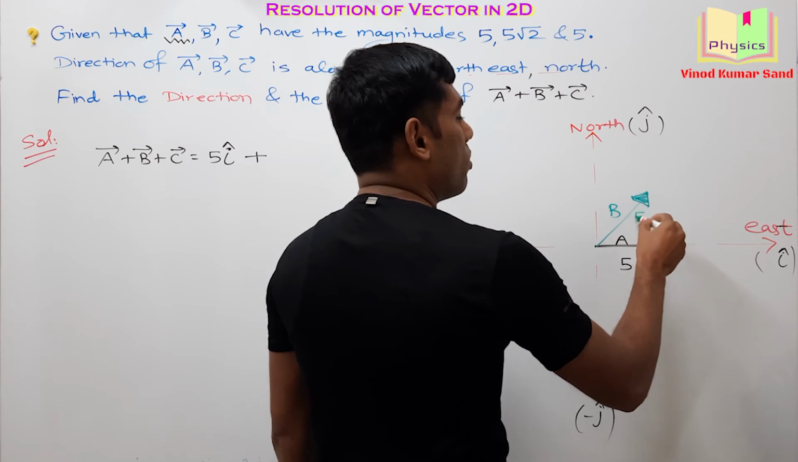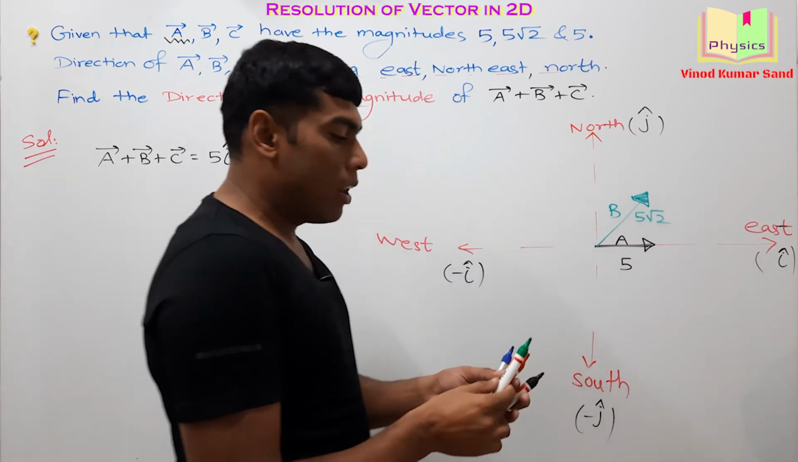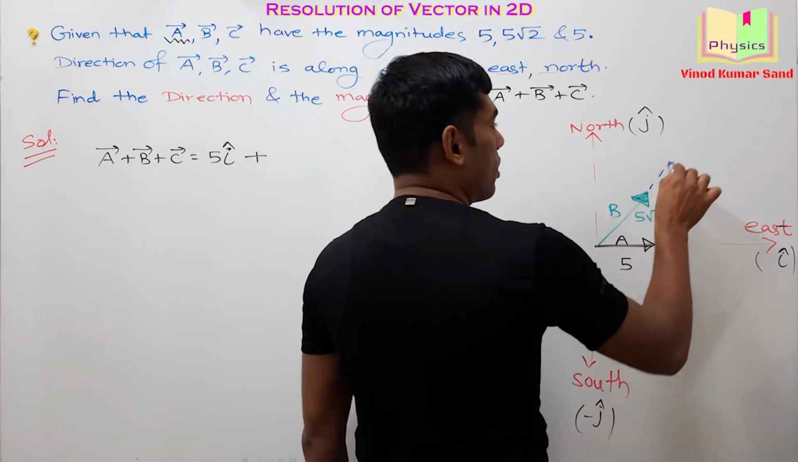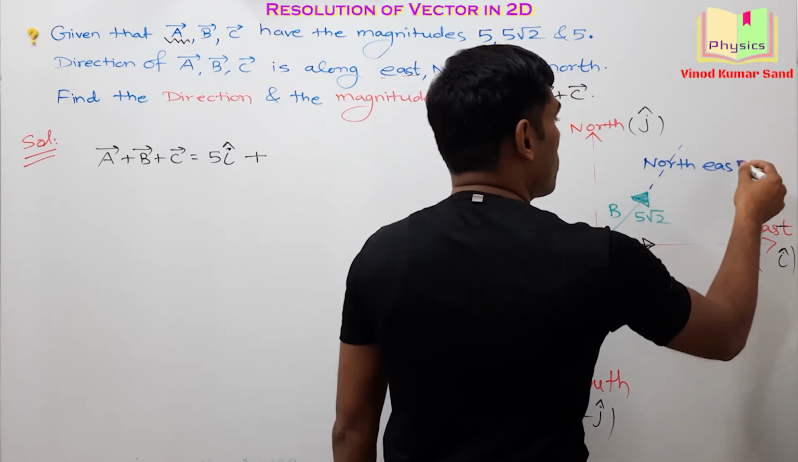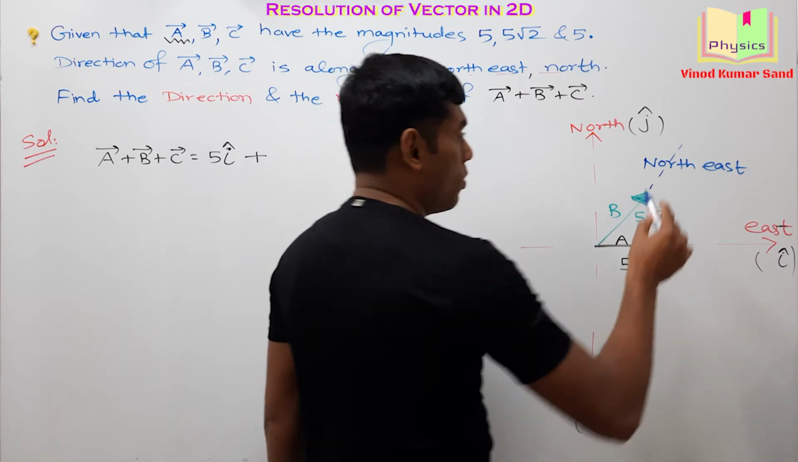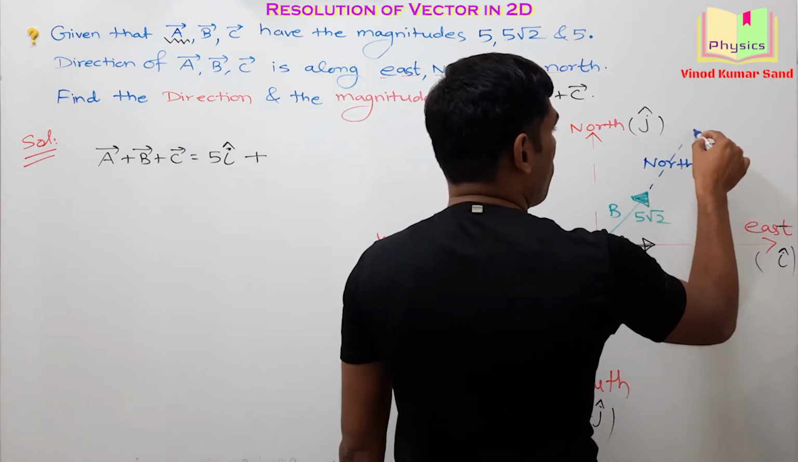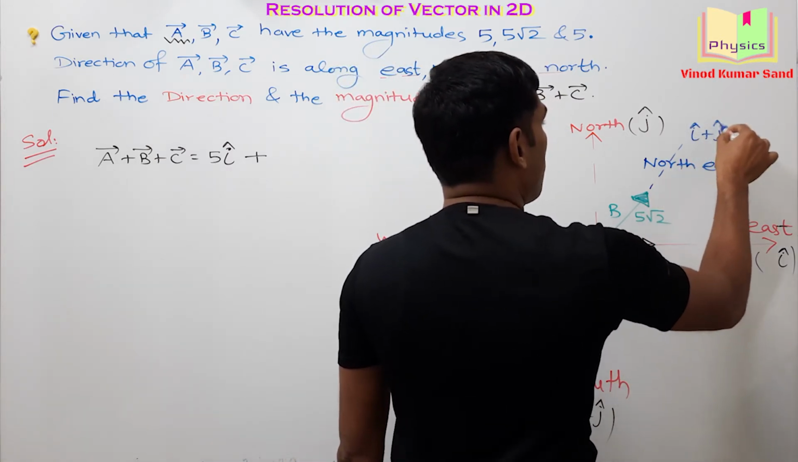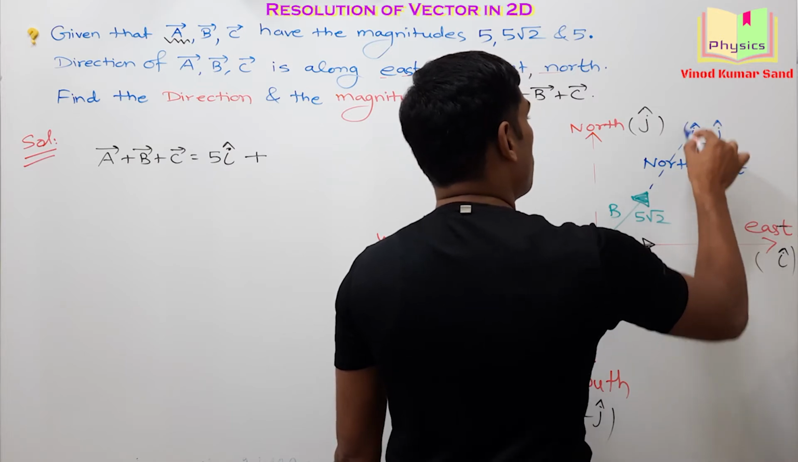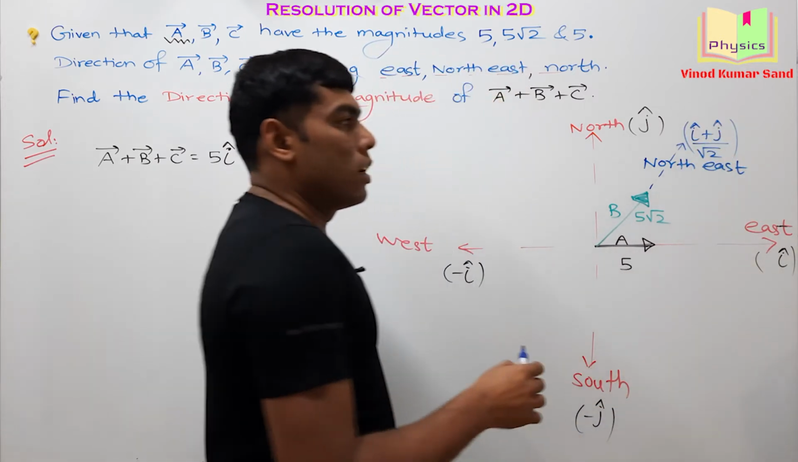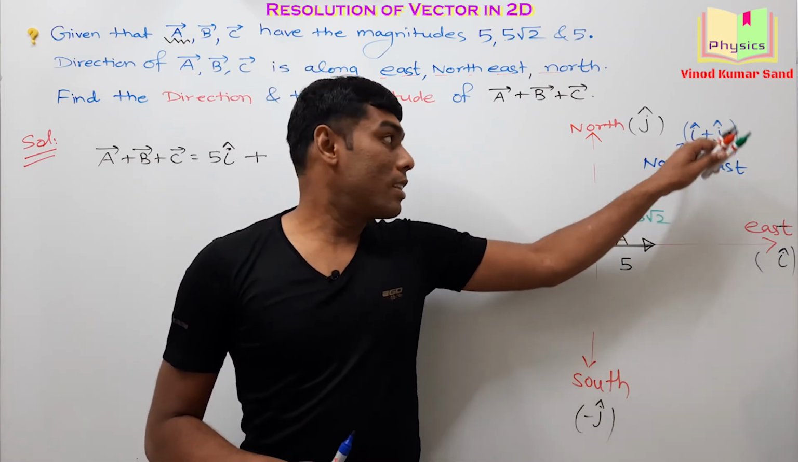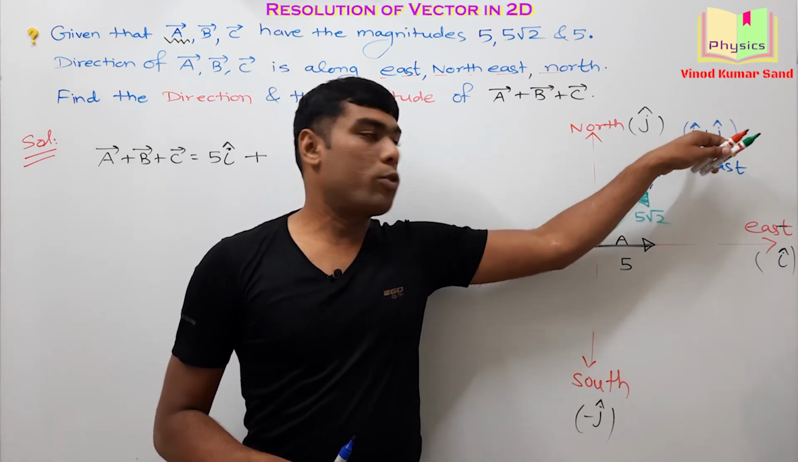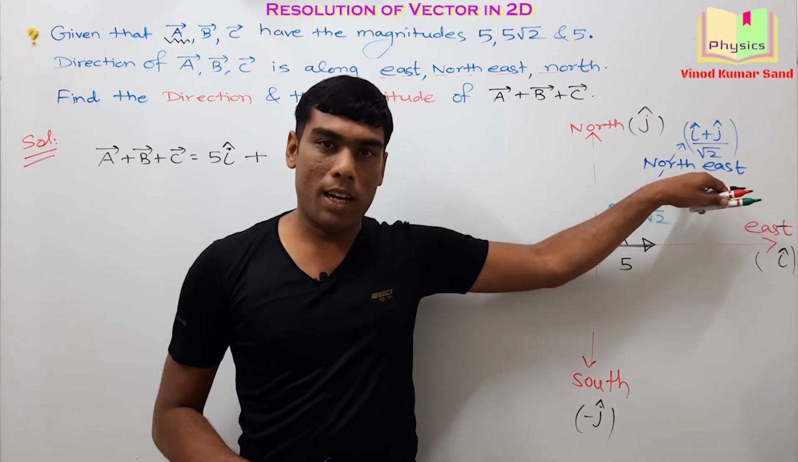B has a magnitude of 5 root 2 along the northeast direction. Do you remember the unit vector? The first video on the vectors, you have seen that thing. The unit vector here is i cap plus j cap by root 2. If you don't remember, check the first video on the vectors. There you'll get the sense of unit vectors along this direction.